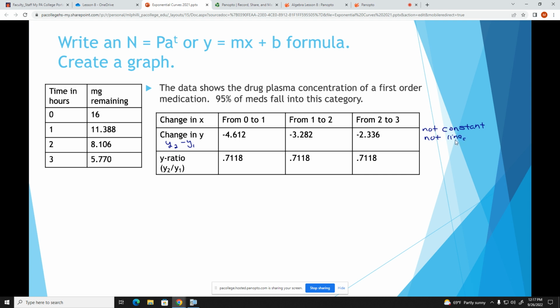Now, I was only given two options for the equation to write, so it must be exponential, but I'm going to cross off the linear formula here. I'm not doing that. And I look at my y ratios. I see that they are constant, and that does mean exponential.